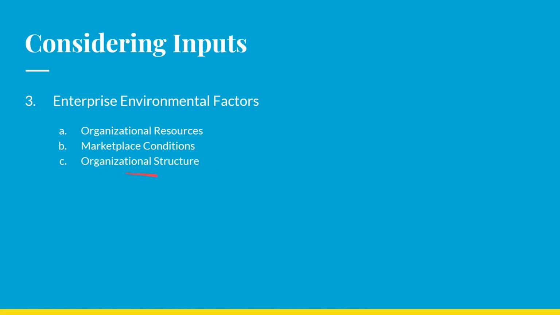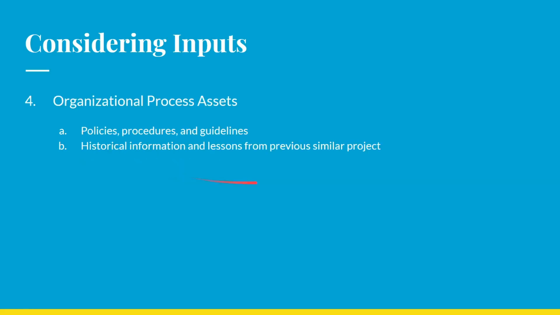This will affect the negotiations that need to be done in order to acquire resources. And the last one is organizational process assets. We should consider the policies, procedures, and guidelines for acquiring resource to the project. This is typically included in the resource management plan document and the historical information and lessons from previous similar projects.